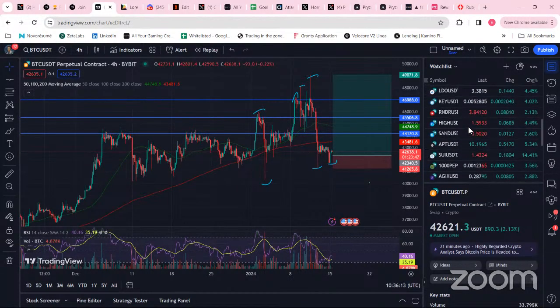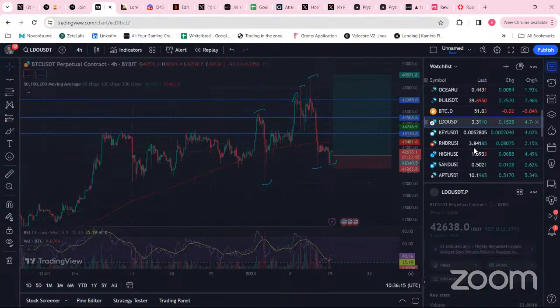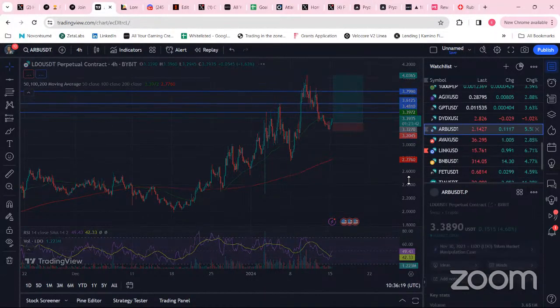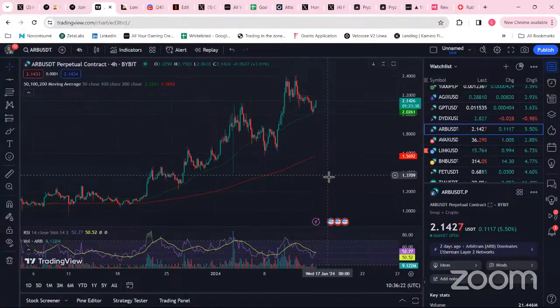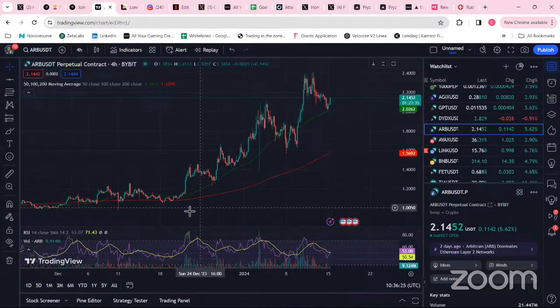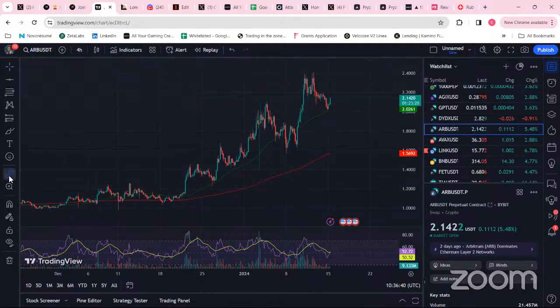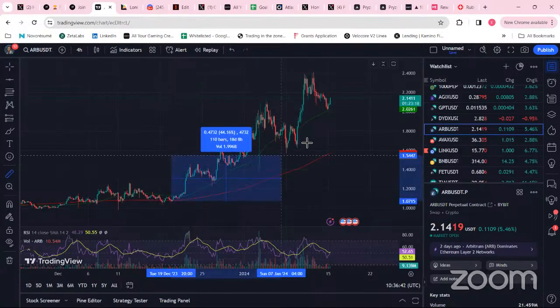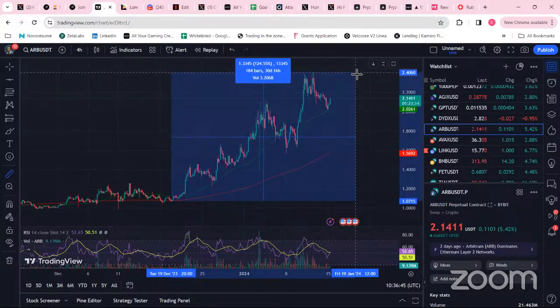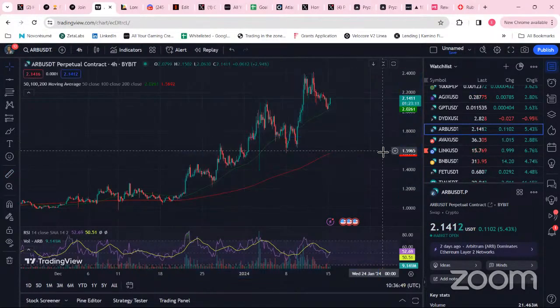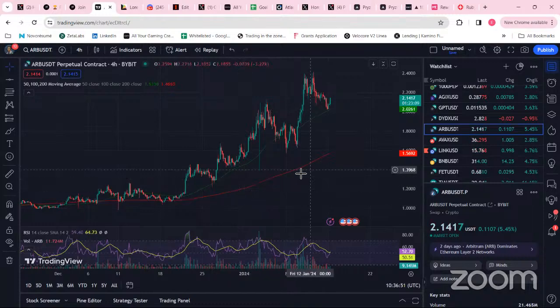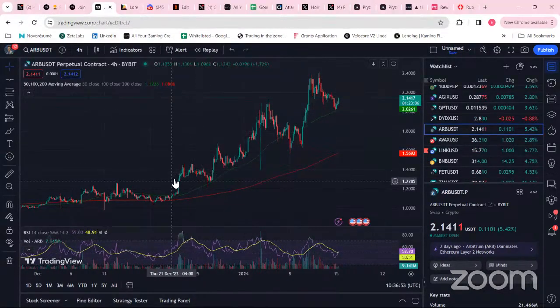Okay, I think I just showed you guys LDO. So we'll go to Arbitrum. Arbitrum is something to keep your eyes on, especially on spot. Like I just said, if you look at Arbitrum charts, on 18th December, Arbitrum was $1.06. So this has done over 200% within less than a month as well. If you've been trading Arbitrum, you would have made a lot of profits.